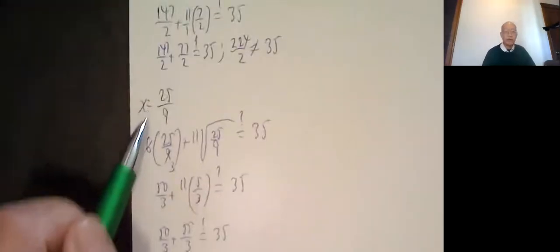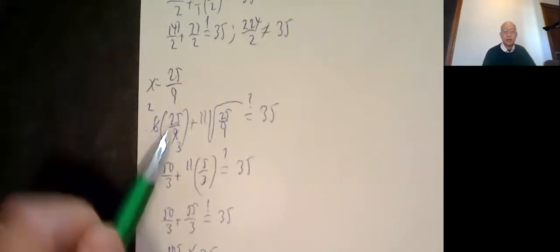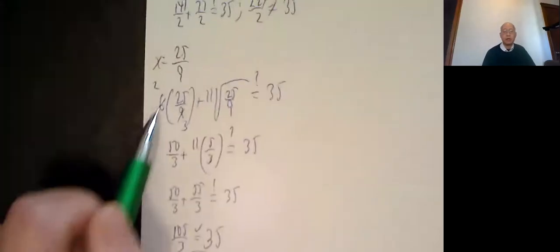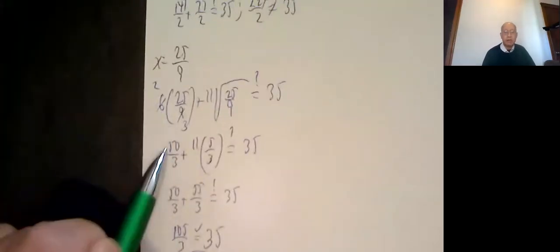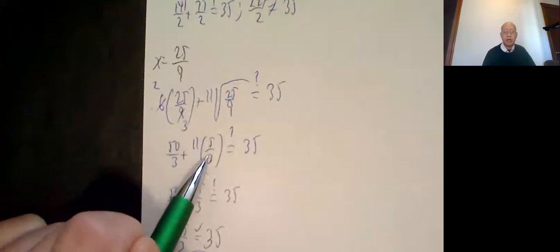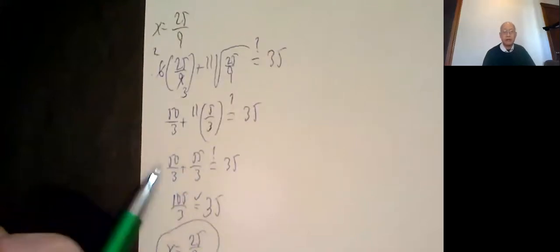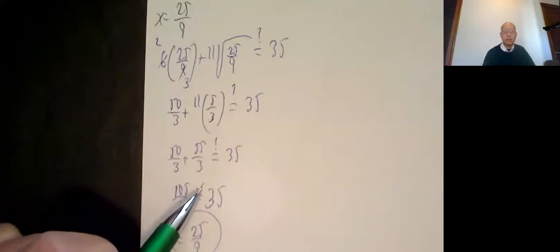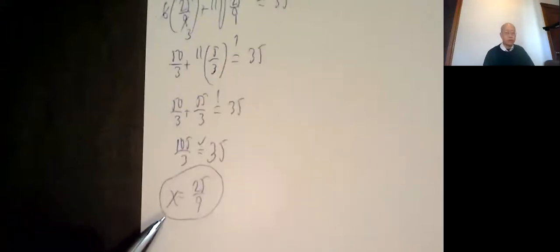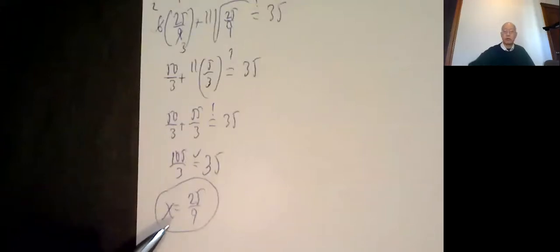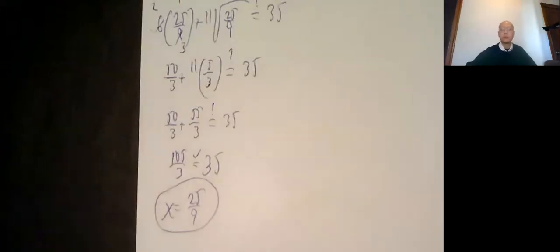Okay. 25/9, 6 times 25/9 plus 11 square root of 25/9, is that equal to 35? So a little bit of cancellation. That becomes 50/3 plus 11 times 5/3. 50/3 plus 55/3 is 105/3. That is equal to 35. So my only real solution is x = 25/9. The other solution did not work, so we have to throw it out. All right, so that's for section 7.4.